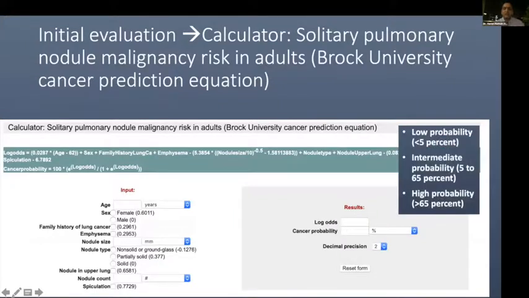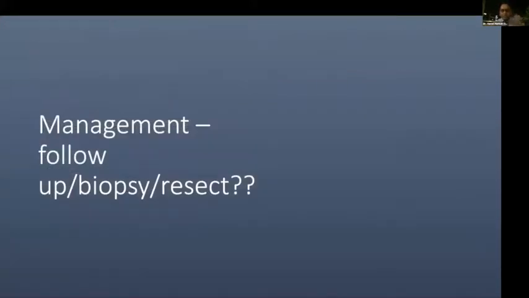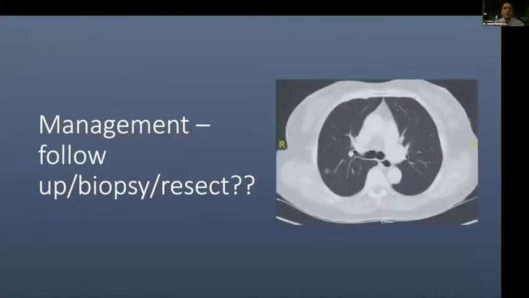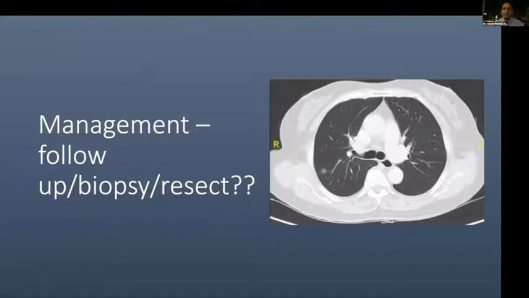If the lesion has a low probability, it's under 5%. If it's intermediate, it's between 5 to 65%. And of course, if it's high risk, it'll be more than 65%. With this data in mind, you can then decide what to do with the patient. Should you follow up the patient? Should you biopsy the patient? Should you just go straight up and resect the lesion? For something small like this, all these models, from the CT scan appearance to the predicting models, guide us on what we can do.